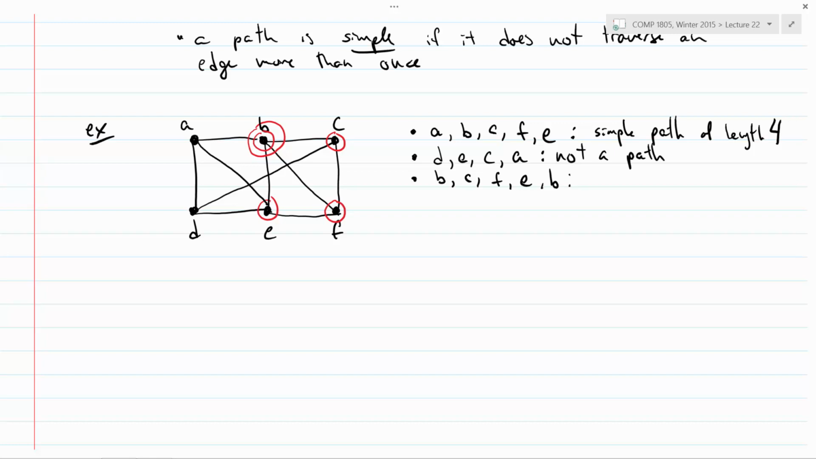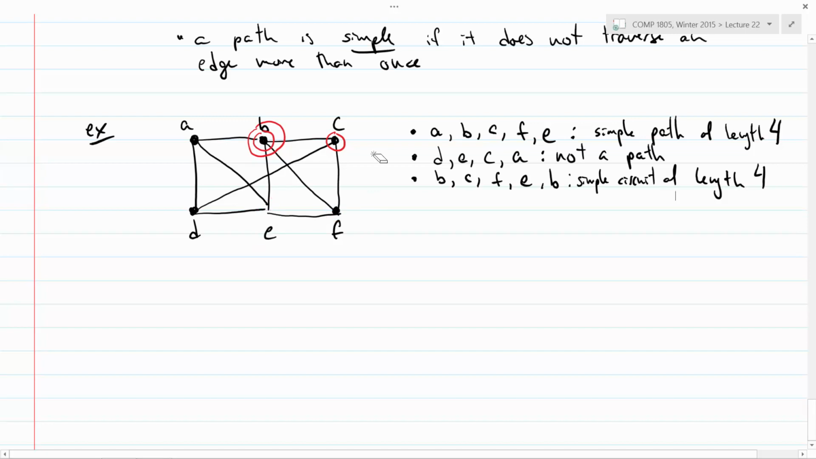What's the length of this thing? Also 4, because I traverse 4 edges. I traverse the edge from B to C, from C to F, from F to E, and from E to B. So this is a circuit of length 4. Is this thing simple? Yes, it is. So in fact, I should have said simple circuit. It is a simple circuit of length 4.